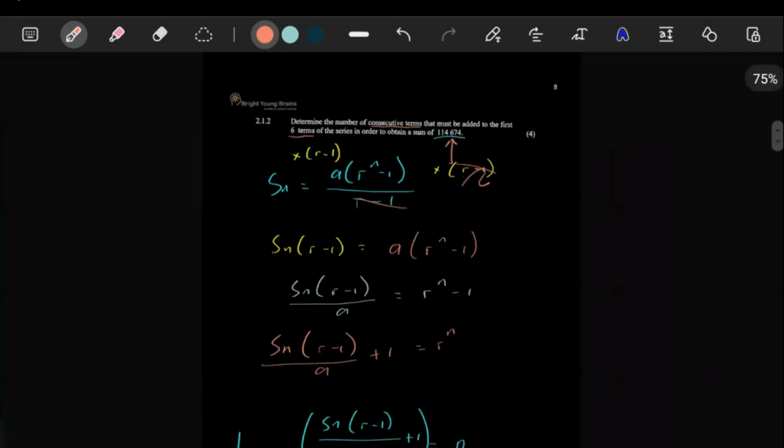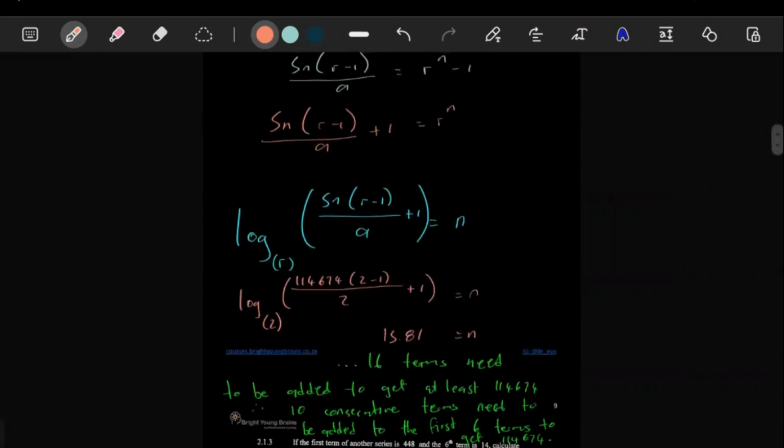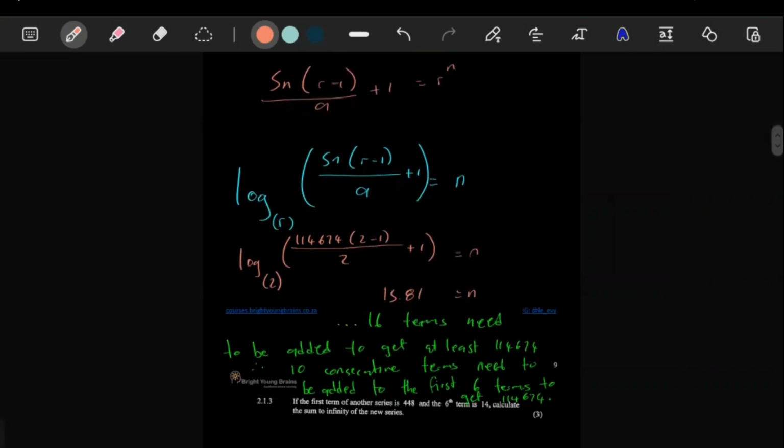But let's see what I did here. Times both sides by this thing here, divided by a, moved the 1 over, and then we did shift square root, whatever. Like seriously, it's not working out. It's too big. Yeah, I think I made a mistake somewhere.